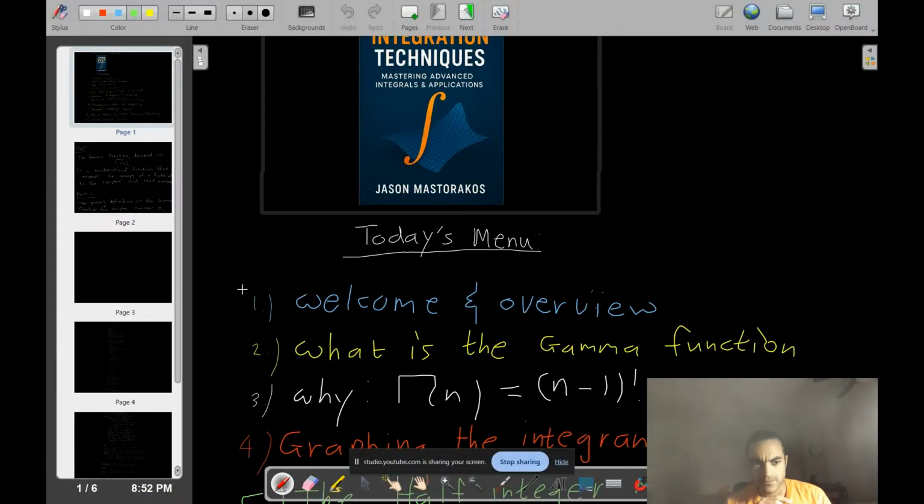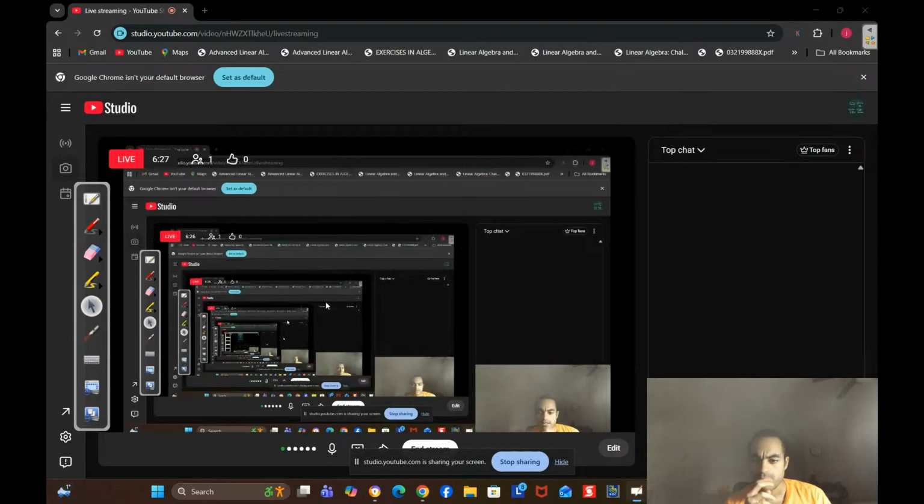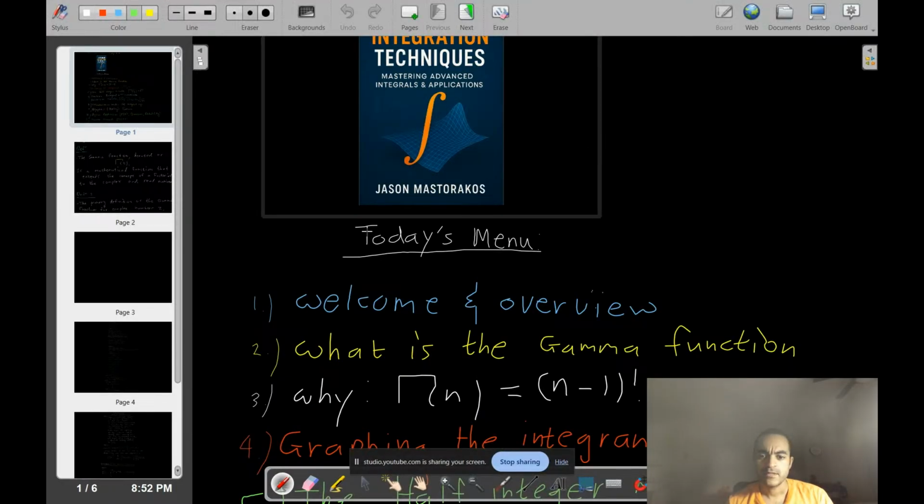So does anyone know what the gamma function is? Anyone in the chat know what the gamma function is? For those of you who already know, go ahead if you want to. But for those of you who don't know, just pay attention. Okay, so the gamma function. What is the gamma function? Guess. Anybody?